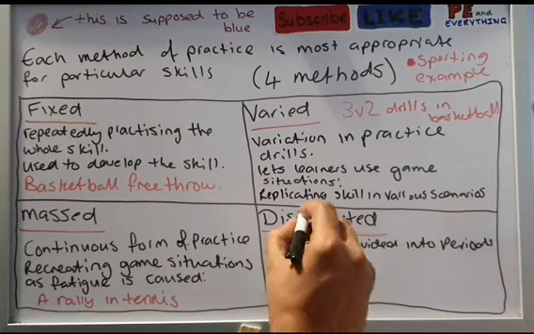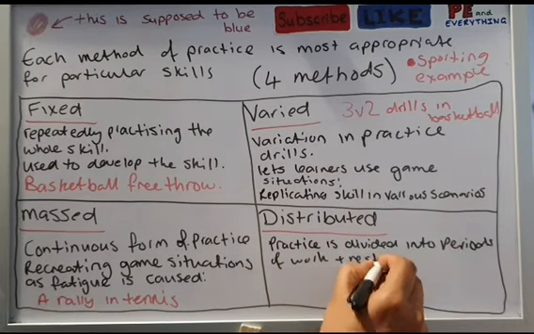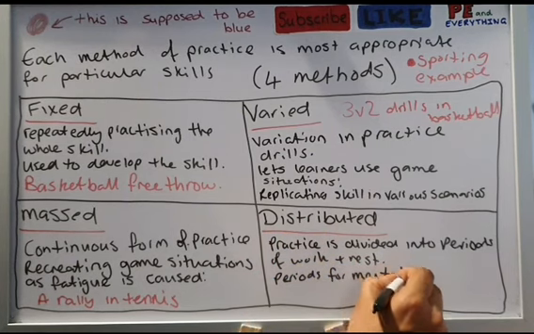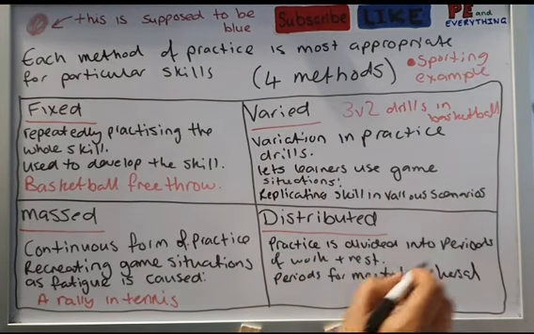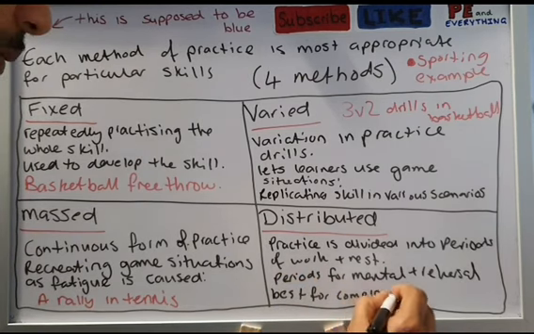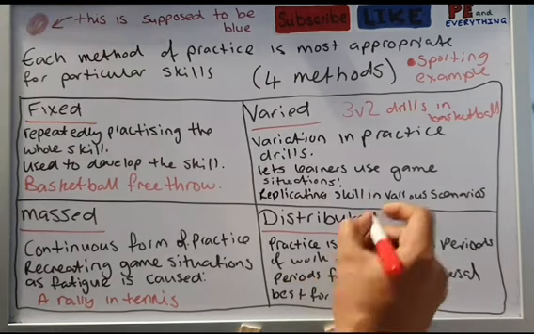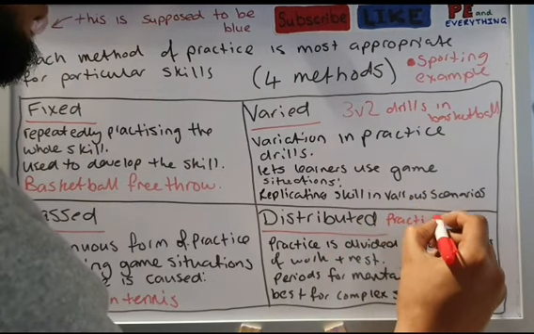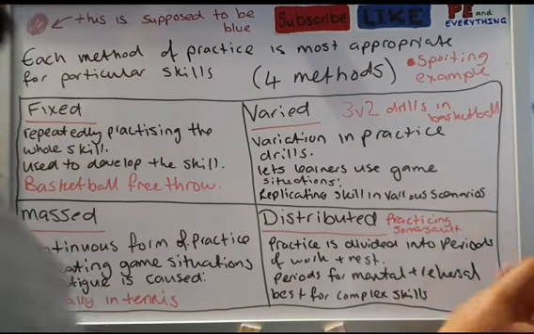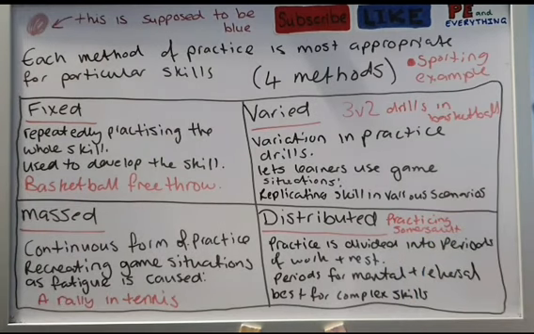So practice is divided into periods of work and rest. There is a period for mental rehearsal, best suited for complex skills, and it's good for learners who lack motivation. So complex skill, mental rehearsal. A good one for this potentially could be practicing a somersault, whether it be in gymnastics or on the trampoline.